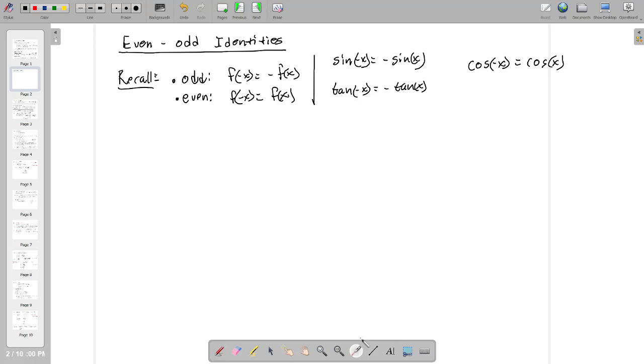This also means then that cosecant is odd, cotangent is odd, and secant is even because they're the reciprocals of sine, tangent, and cosine respectively.